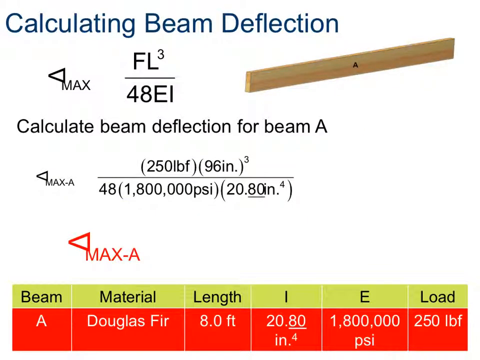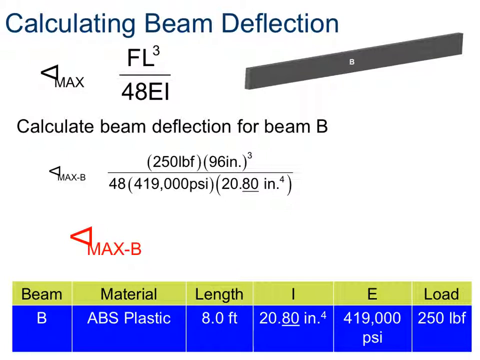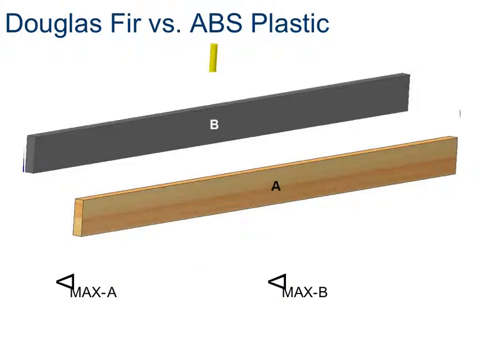All right, so when they did beam A, they came out with their max. And then they do beam B. Now once you do your calculations, you're going to find that your max amount is going to be higher for A than it is for B. So it's just a matter of plugging in the formula and seeing which one has the highest number.